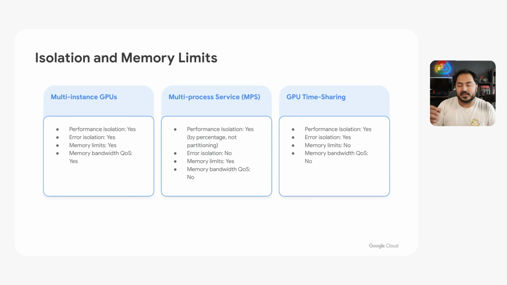Because multi-instance GPUs are hardware level partitioning, we can get performance and error isolation, memory limits, and memory bandwidth quality of service guarantees. MPS, being a logical partitioning, does provide performance isolation by percentage, but it does not provide error isolation. It does have a memory limit per process, but cannot provide guarantees for memory bandwidth quality of service. GPU time sharing can have performance and error isolation, but because each process gets to see the entire memory bandwidth, it does not provide guarantees for memory limits or memory bandwidth quality of service.